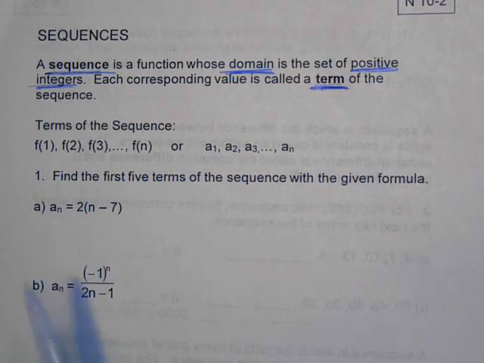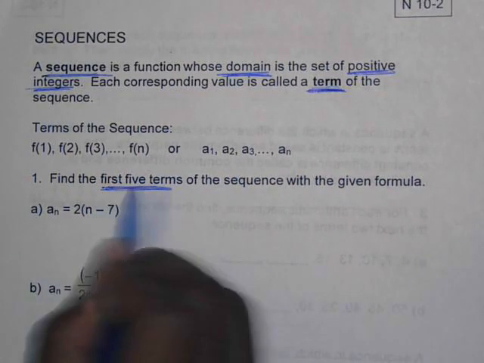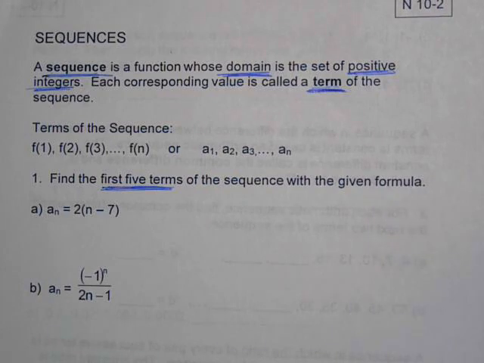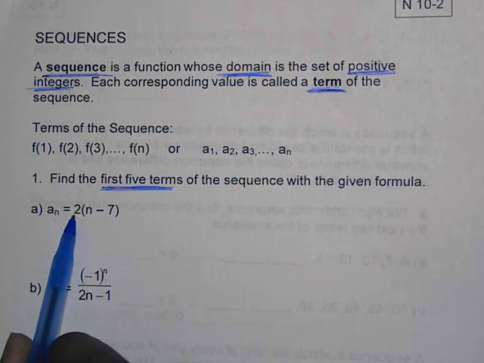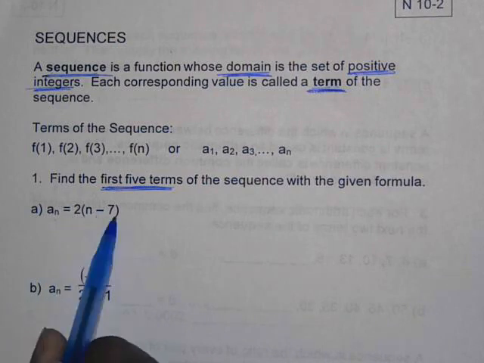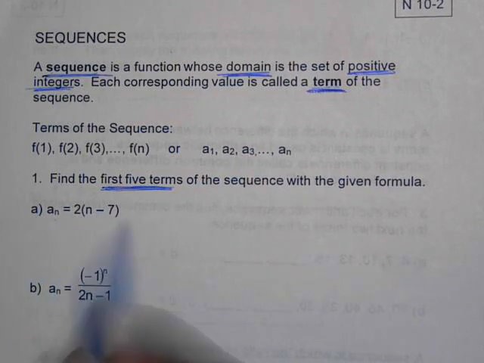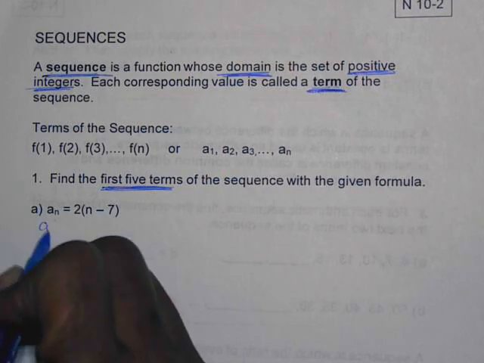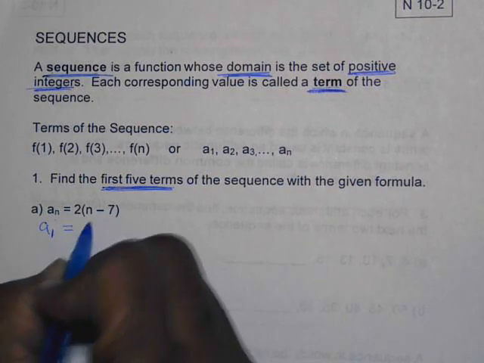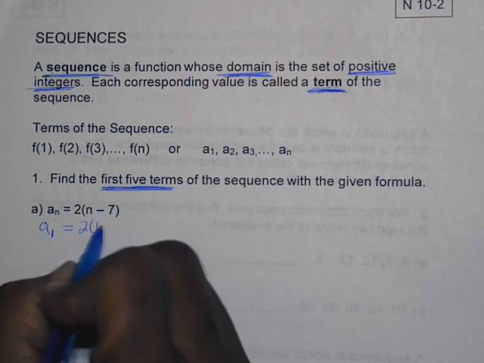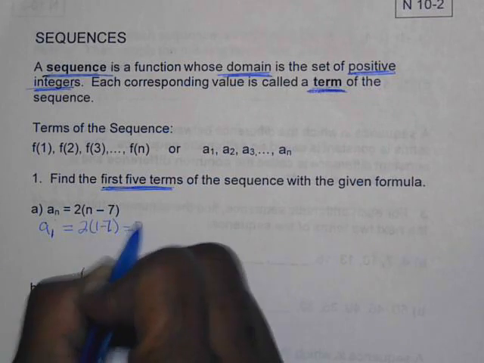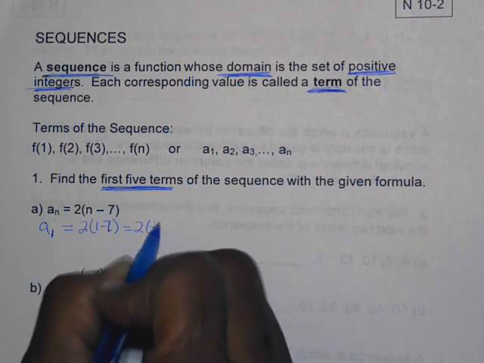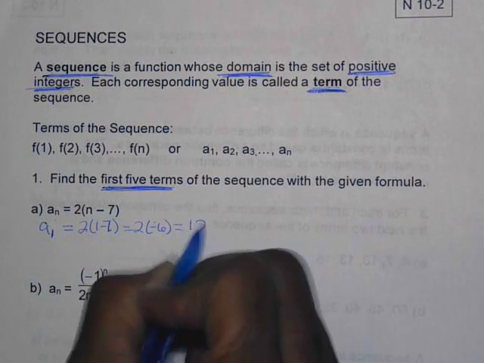Find the first 5 terms of the sequence of the given formula. A sub n equals 2 times the quantity n minus 7. So, a sub 1 equals 2 times 1 minus 7, which is 2 times negative 6, which is negative 12.